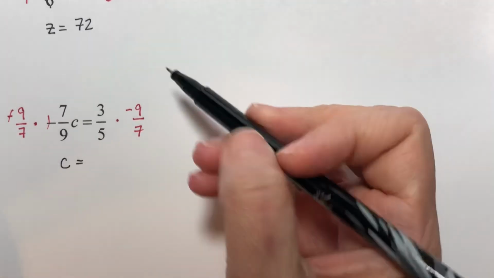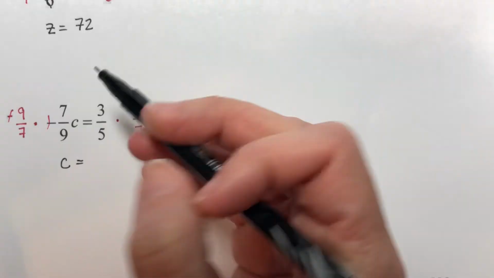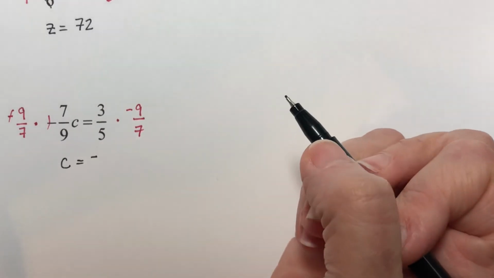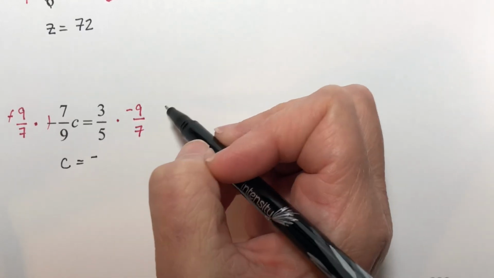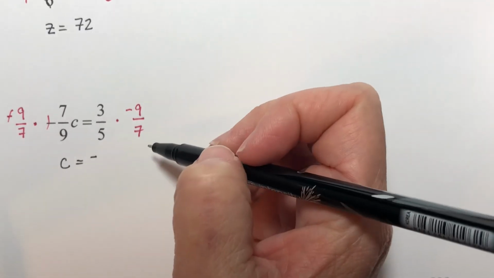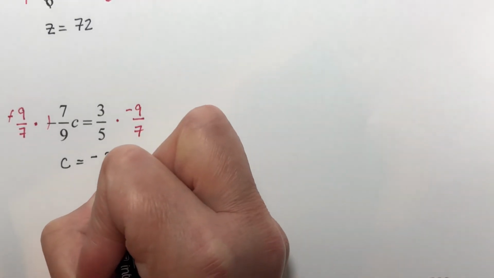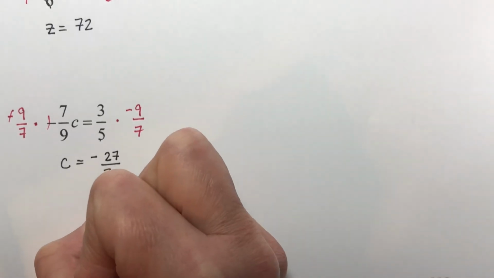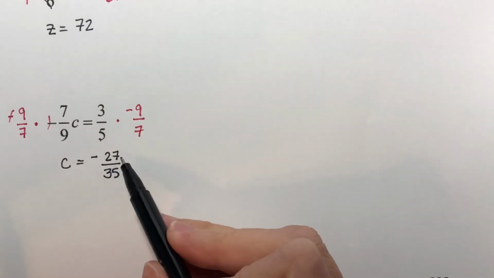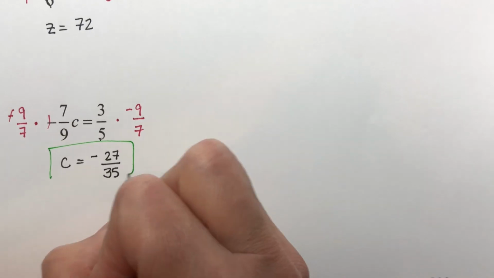Now over here, I'm multiplying two numbers together. One's a positive, one's a negative, so your answer is going to be negative. Now we can multiply straight across. We could cross cancel maybe, but we don't have any cancellations. So this is 3 times 9, which is 27, and 5 times 7 is 35. So I get negative 27 over 35. One note I want to make for you. This is your answer.